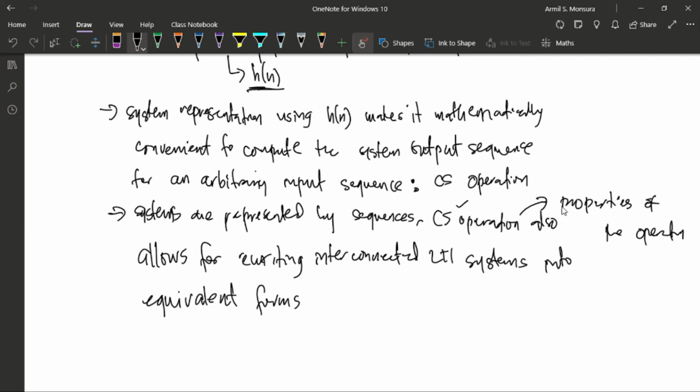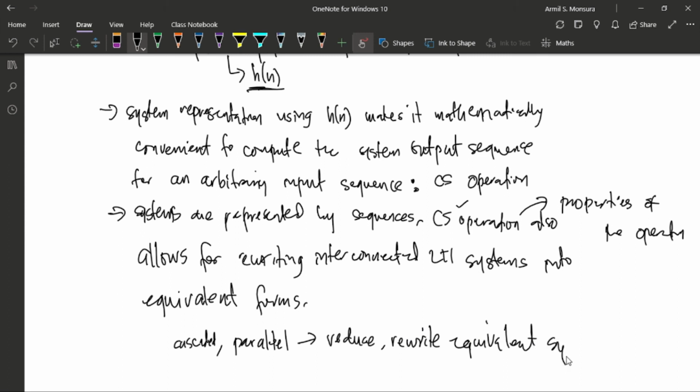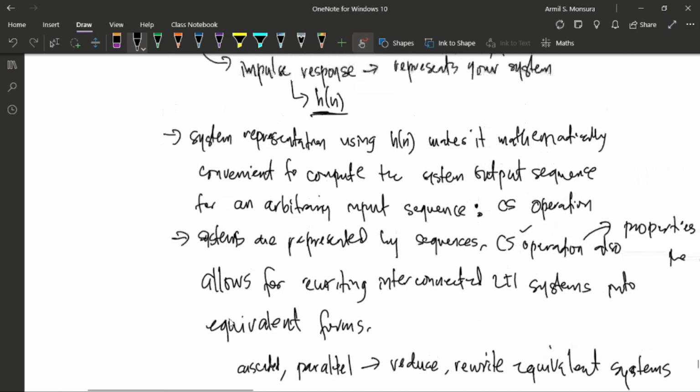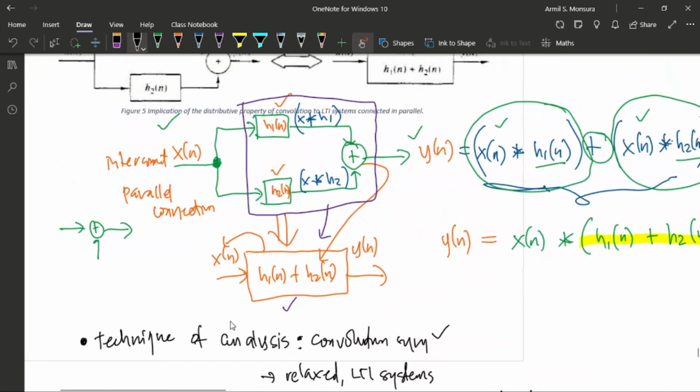We showed that earlier in the discussion. What we discussed is that we have systems that are parallel. We have systems that are cascaded. And we have systems connected in parallel. So we were able to learn how to reduce and write equivalent systems that are interconnected in this manner. So that wraps up lesson 3.1 as a lesson on the convolution sum.